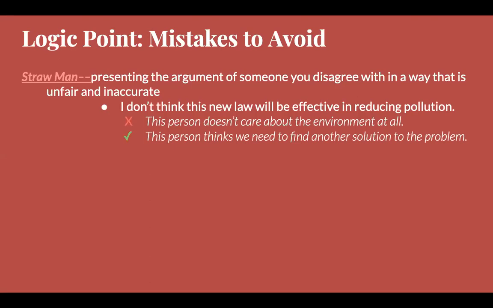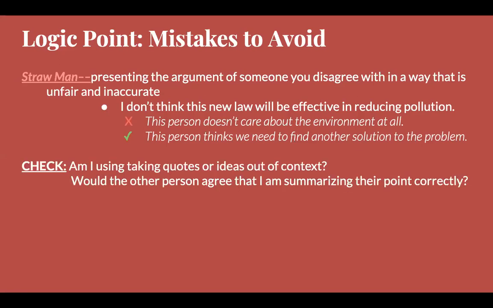So this kind of thing is important to think about, for example, when you're writing a literature review, when you're going to be presenting the ideas of a number of other people. You want to make sure that you're doing it in as accurate a way as possible and you're not unfairly characterizing the views of authors that you disagree with. So the check you can perform here is something like, am I taking quotes or ideas out of context? And would the other author agree that I'm summarizing their point correctly, right?